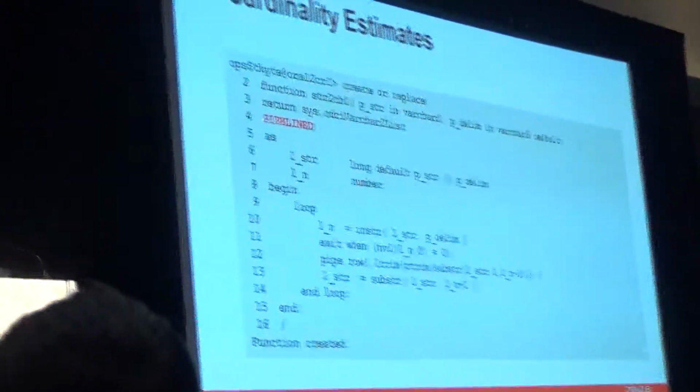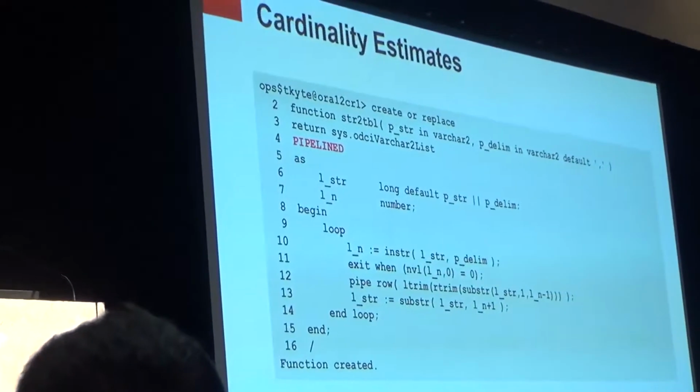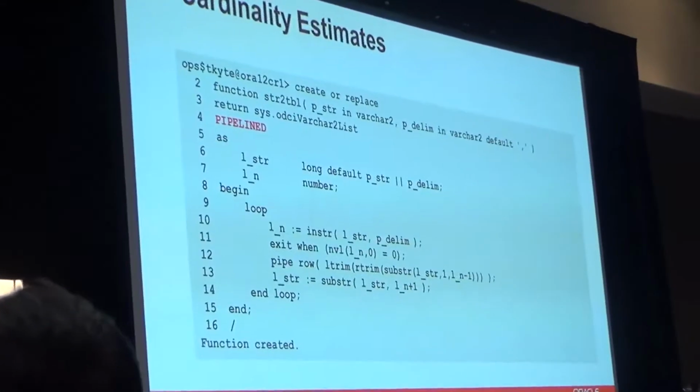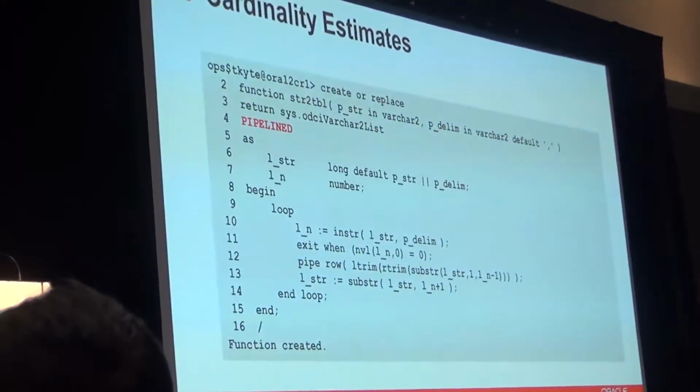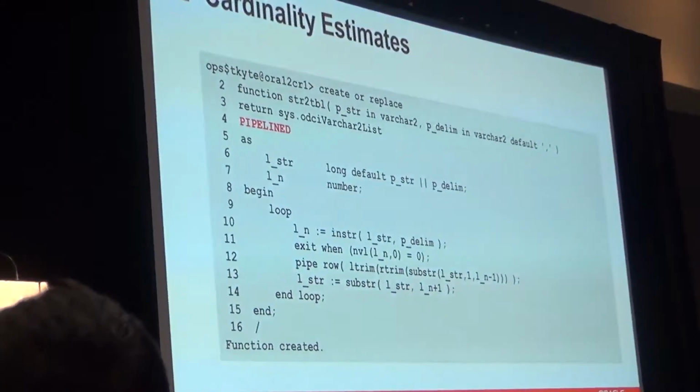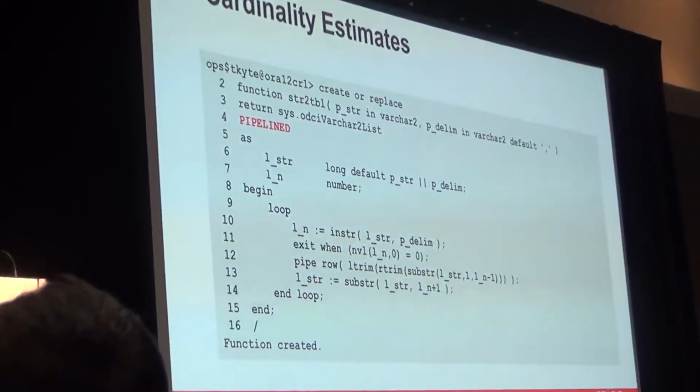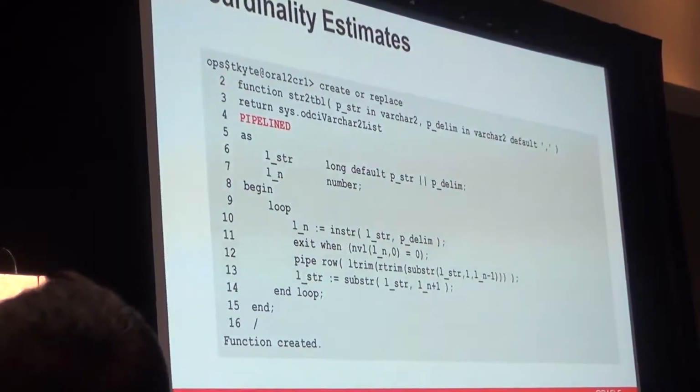There's a couple of pipelined function uses, and that's to do with cardinality aspects. One is data. So, for example, here's a pipelined function, a very simple one that I use frequently. It allows me to query a string and turn it into a set, which means I can bind an in-list.